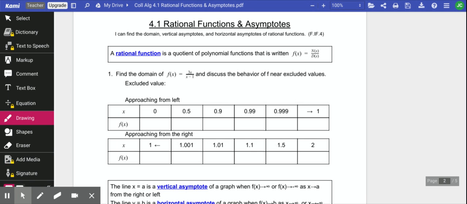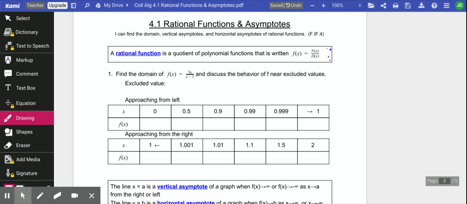In lesson 4.1, we are going to be talking about rational functions. A rational function is just any function that has a polynomial in the numerator and in the denominator. So we have x's in the top and bottom potentially. We call n of x the numerator function and d of x the denominator function. You've seen these before. So we have an example of one here.